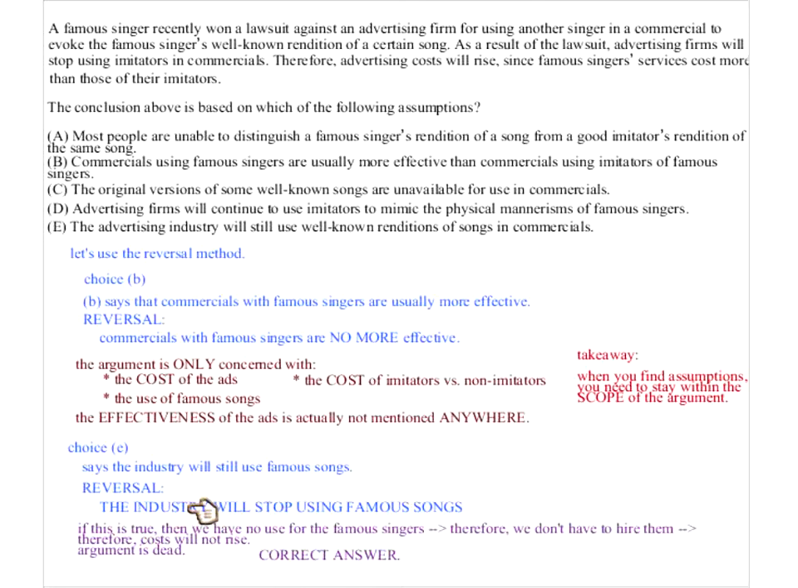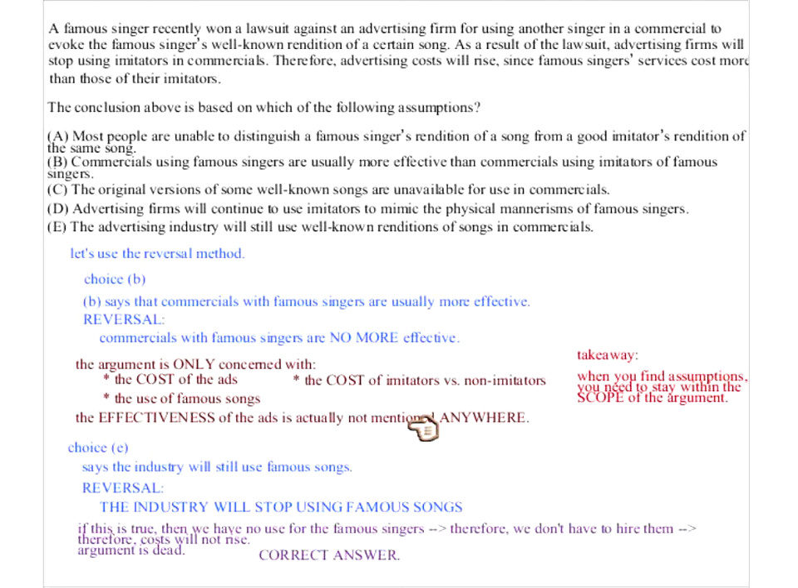What happens if the industry stops using famous songs? What happens if the commercials don't have any more effectiveness? Now you're no longer identifying unconscious assumptions. Now you're just saying what will happen if this is true, which is a much more normal human thought process than finding assumptions. So that's why this reversal method is such a powerful thing. So, there.